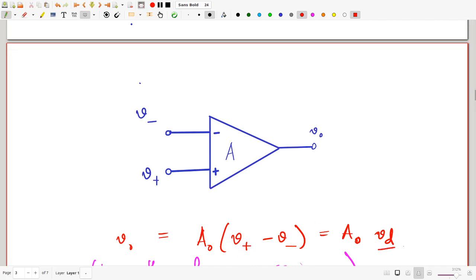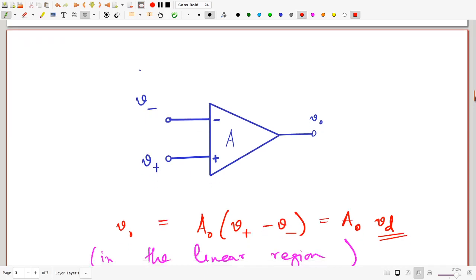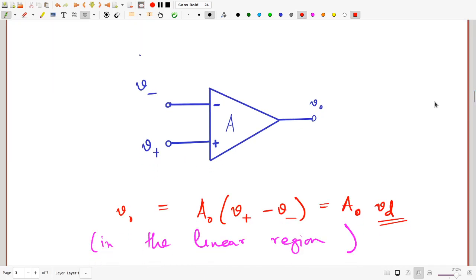And V plus minus V minus is called VD, the difference voltage. So it's the difference voltage VD which is actually amplified by the amplifier. That is why it's called a differential amplifier. And this works as long as the op-amp is in the linear region, that is, as long as it is actually acting like an amplifier. This requires something rather special, making an op-amp work in the linear region, but that's something we will see soon.